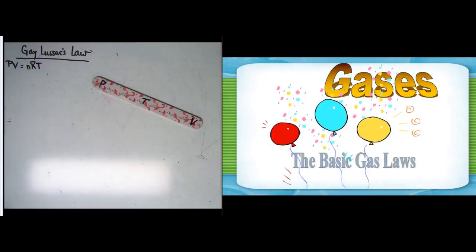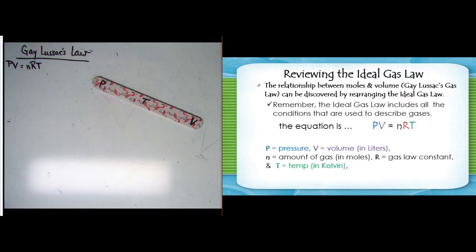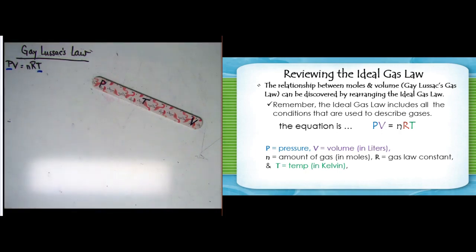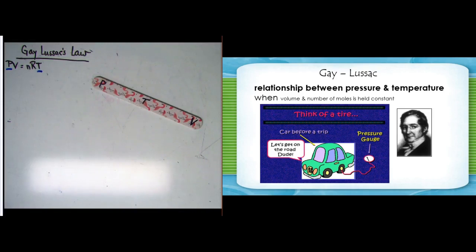We are dealing with basic gas laws. This video is about Gay-Lussac's law. Every one of our basic gas laws, remember, begins with the ideal gas law, PV = nRT, which is up here in the upper left-hand corner. For Gay-Lussac, we are specifically talking about pressure and temperature. And so we need to understand that volume and moles of gas are both held constant.